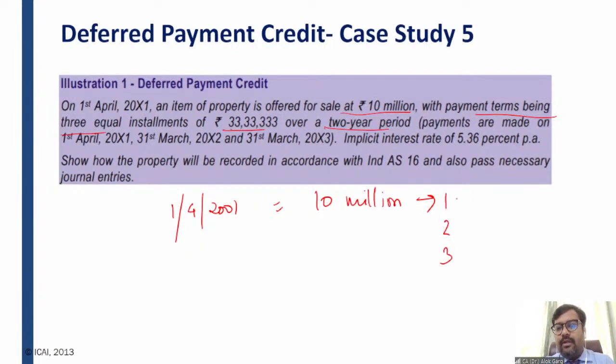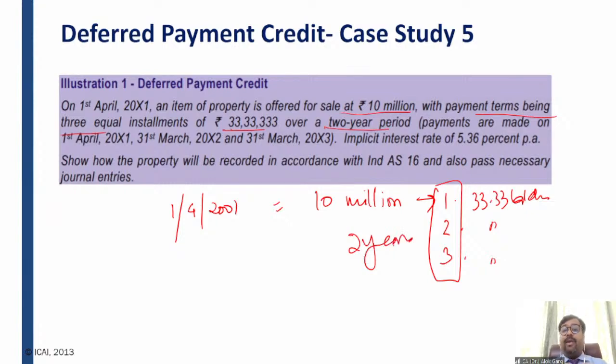1, 2, 3. And 3 equal installment is 33.33 lakhs, right? Over a 2-year period. So these 3 installments have to be paid over a period of 2 years. Payments are made beginning 1st April 2001. So the first installment has to be paid upfront at the time of buying the asset. And the second installment has to be paid at the end of the first year. The third installment has to be paid at the end of the second year. The implicit interest rate is 5.36% per annum, right?